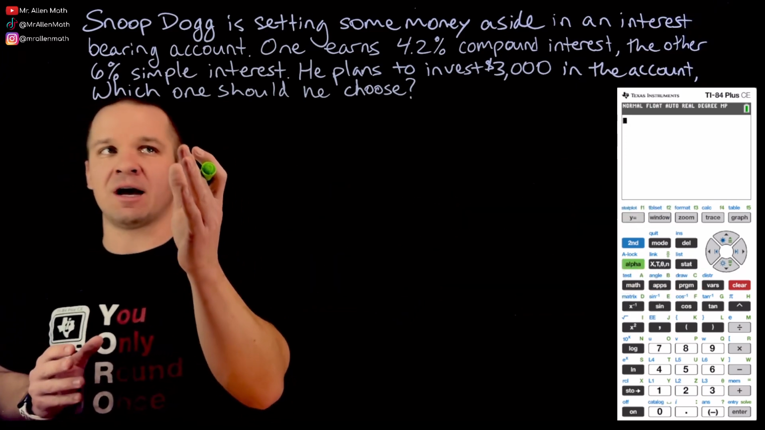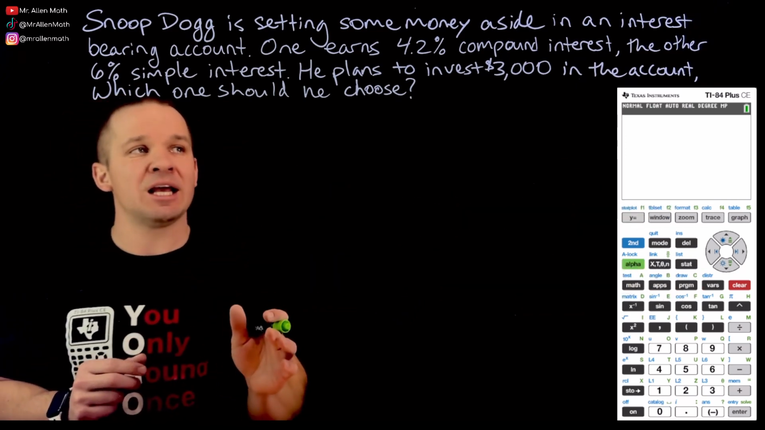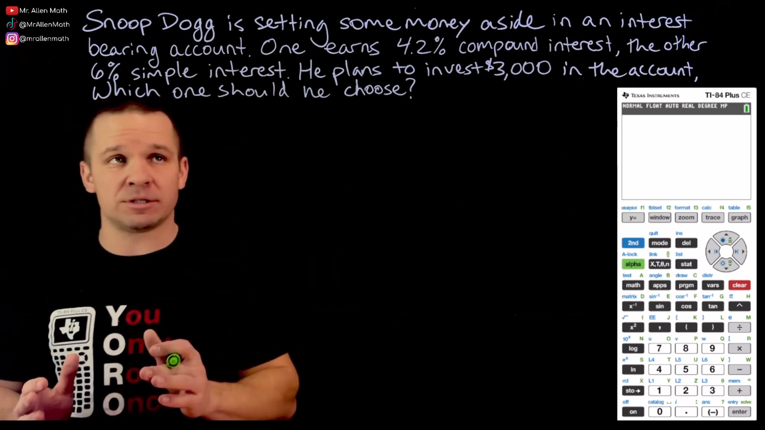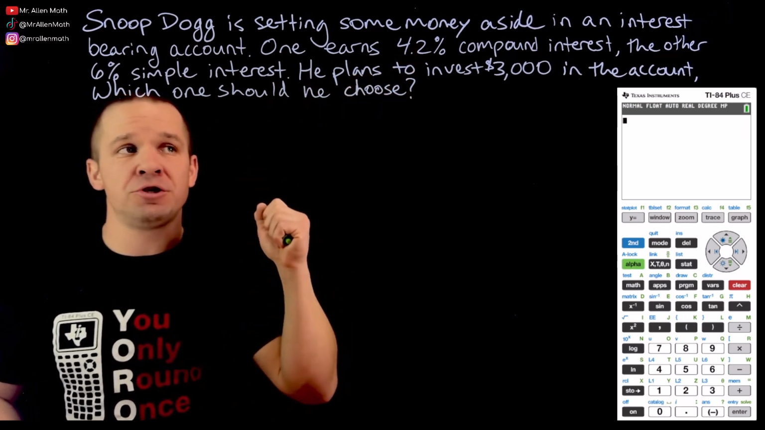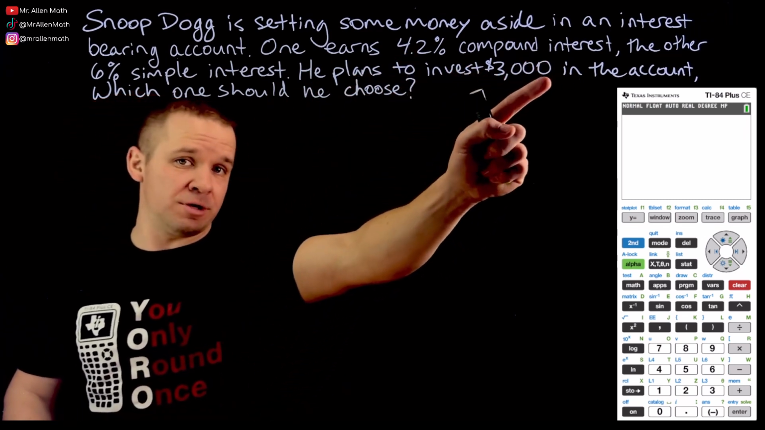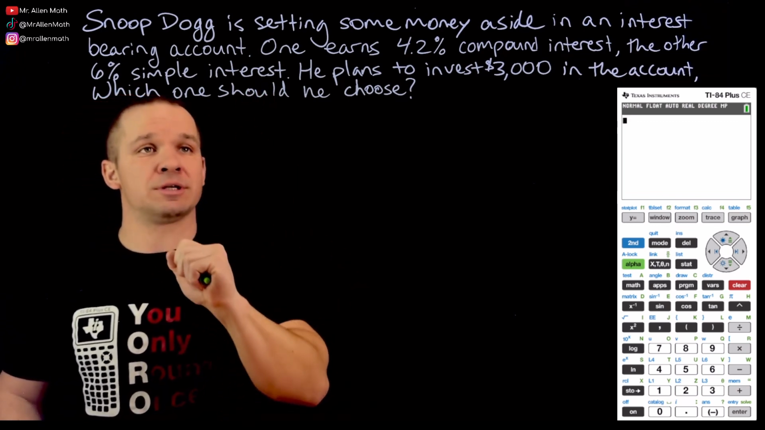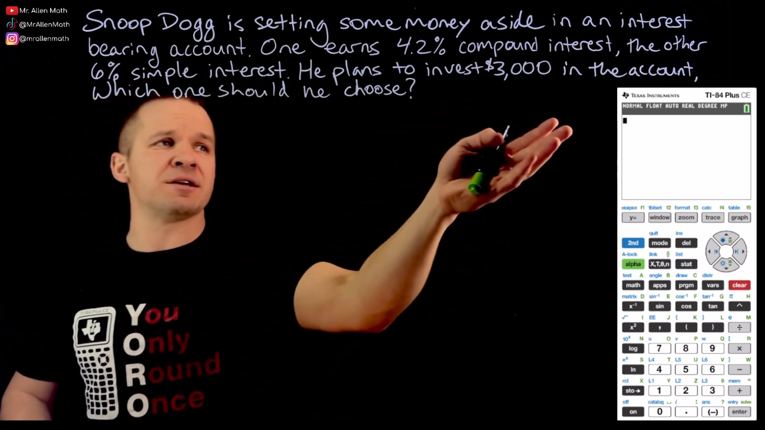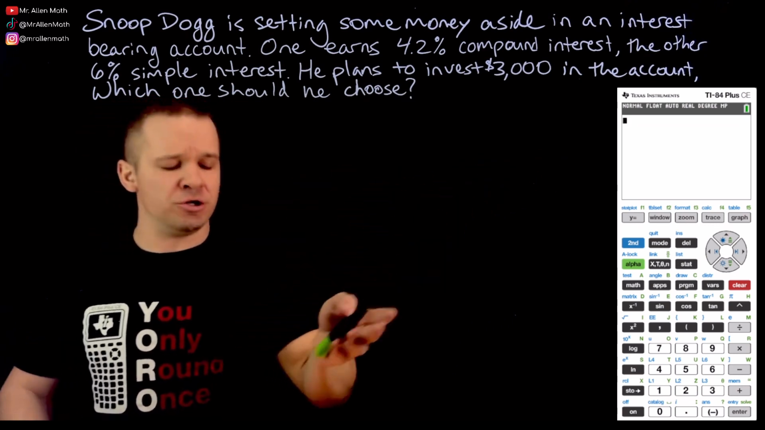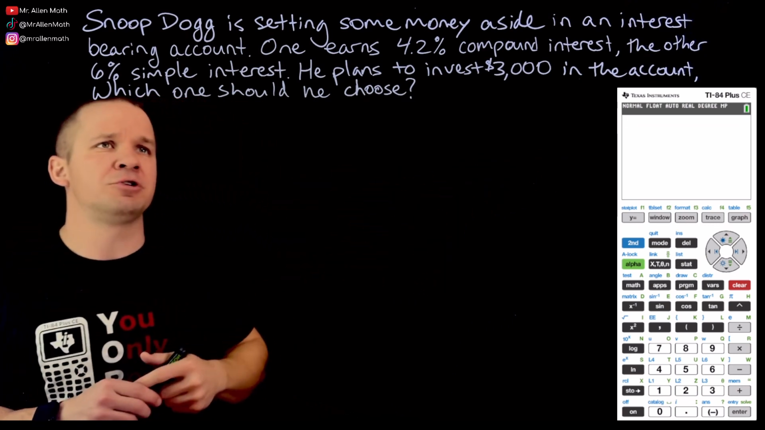We got Snoop Dogg in the house. He is setting aside some money in an interest-bearing account. Now, one of these accounts earns 4.2% compound interest, compounded annually, and the other is 6% simple interest. Now, he plans to invest $3,000 in the account, but which one should he choose? We gotta help Snoop D-O-double-G out with this one.